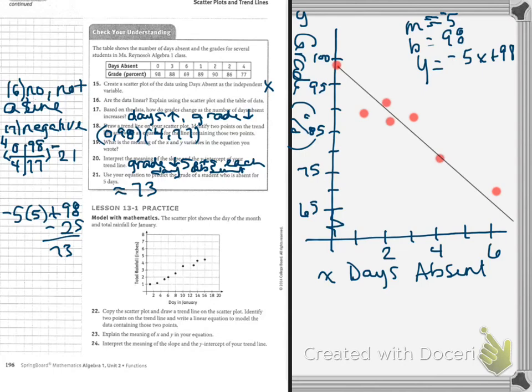So tomorrow when you come to class, we're going to talk about how to write this equation with our calculator. We're going to talk more about our different types of correlation and our lines of best fit.